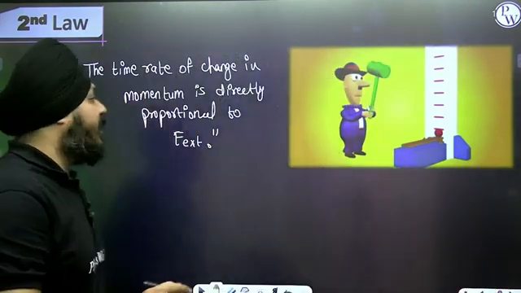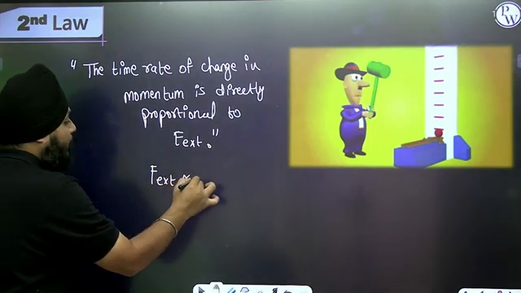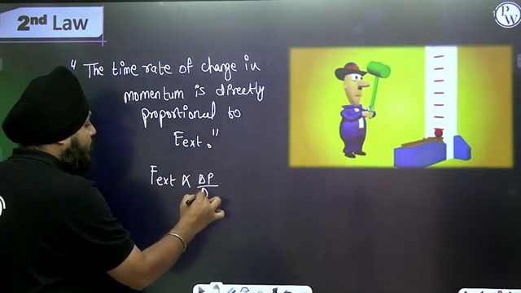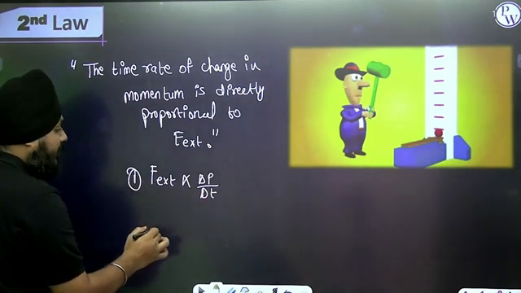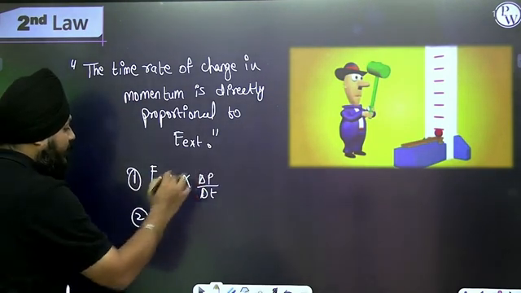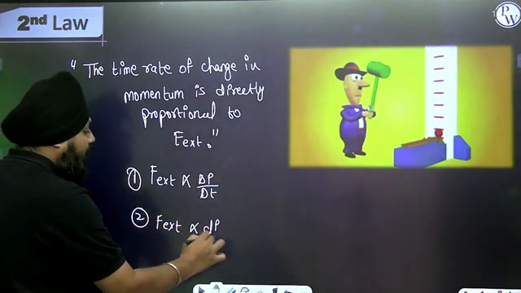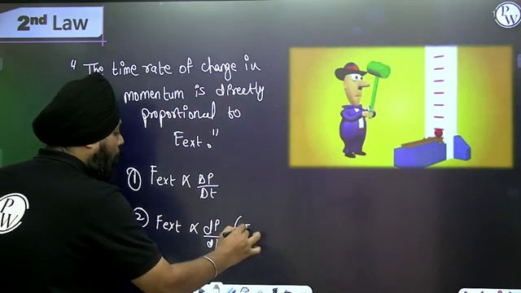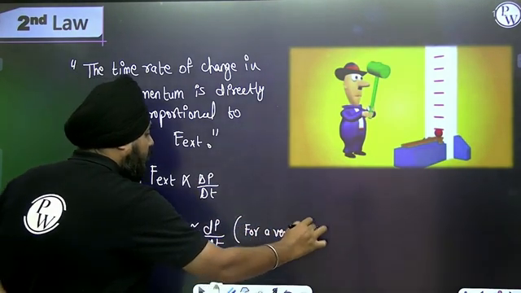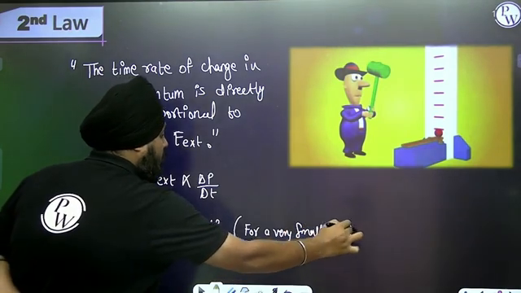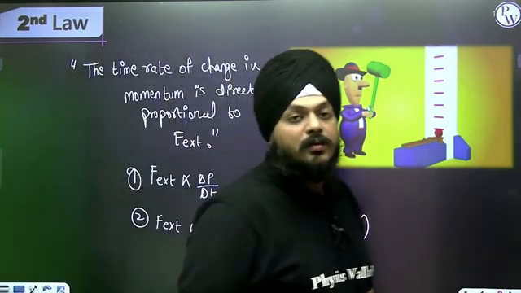In another sense, external force is directly proportional to the change of momentum with respect to time. If the change of momentum depends on time, then force is directly proportional to dP by dt, for a very small change.